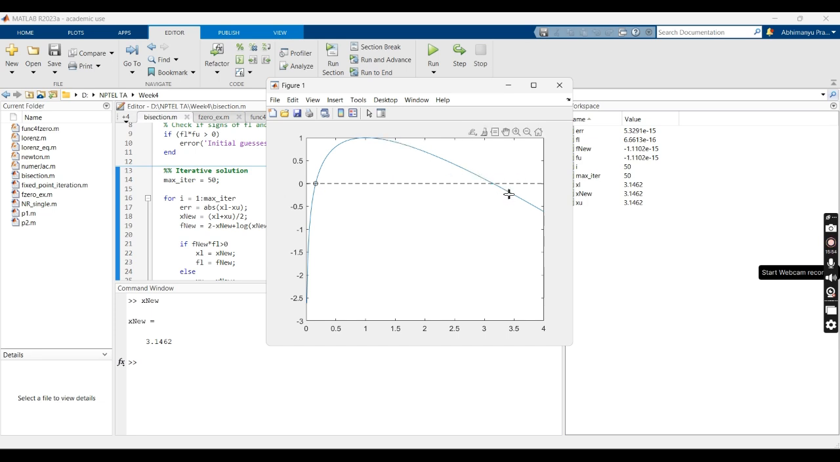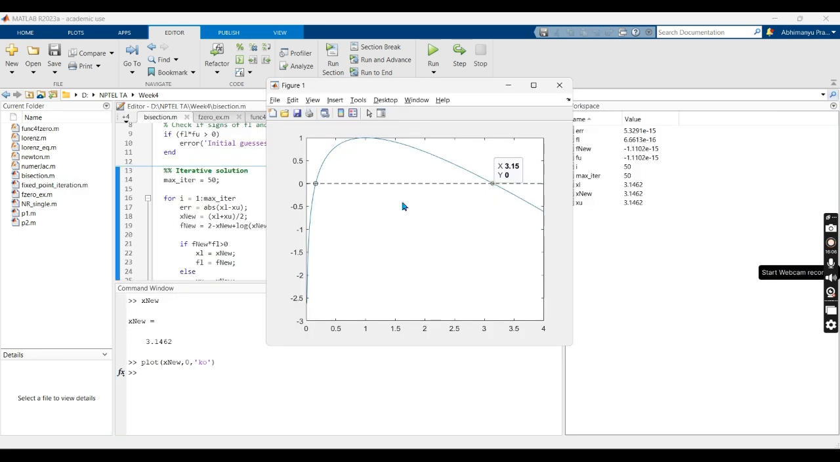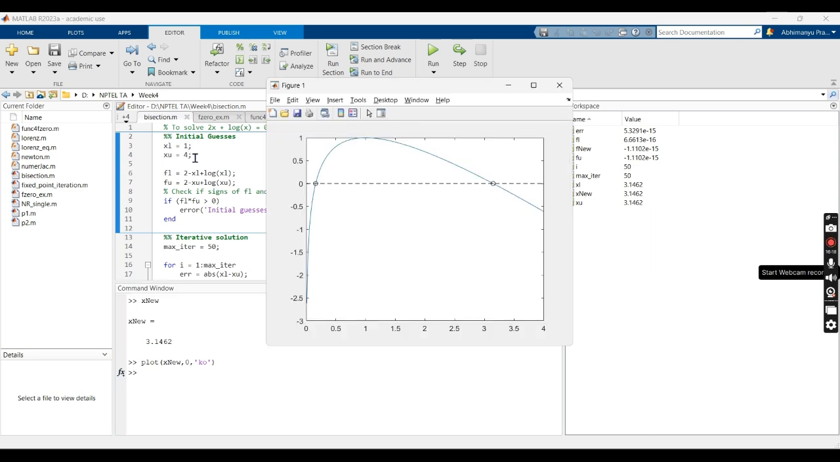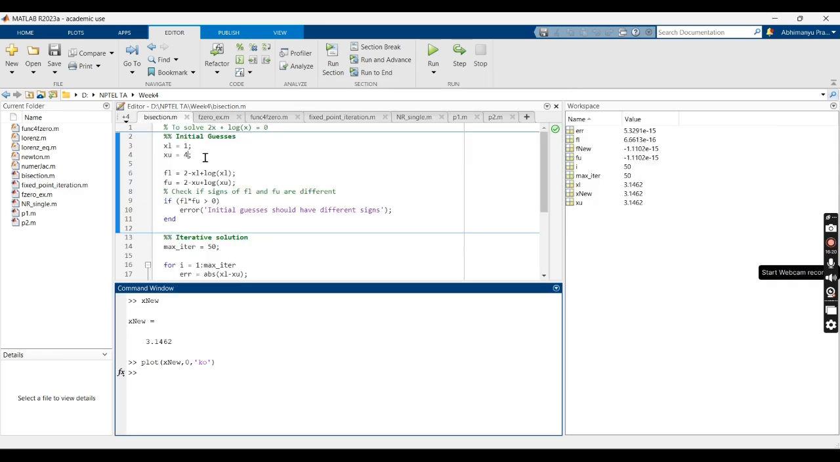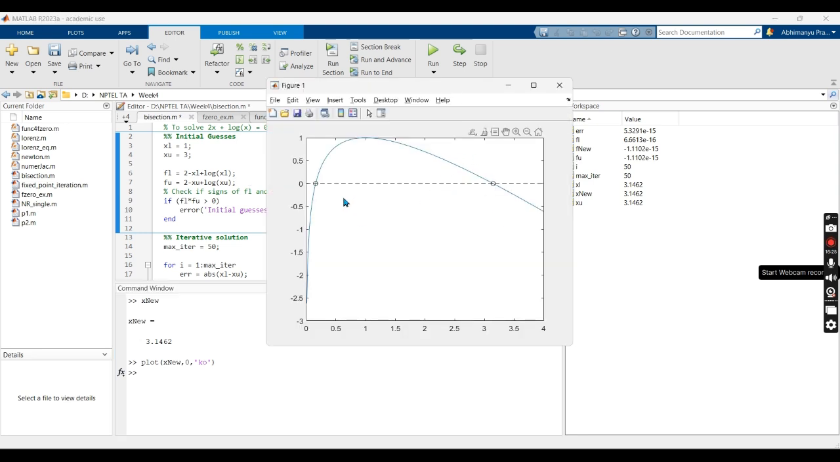So my function converges to 3.1462, which I think is close here if we plot this point also. Yeah, so this is the second root. Likewise, if I take both initial conditions on the same side of the root, so instead of 4, if I take 3, then I should be getting an error because both f(1) and f(3) are on the same side.